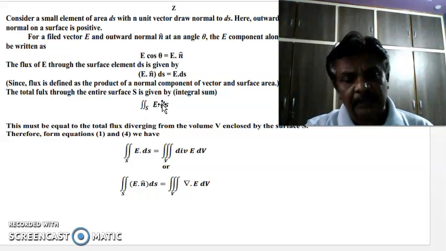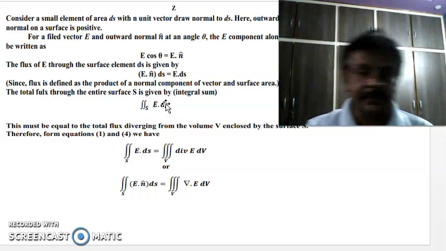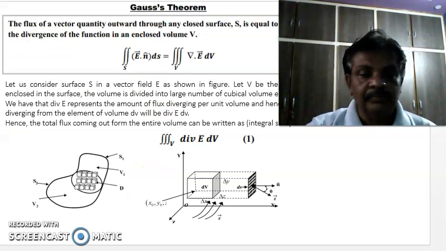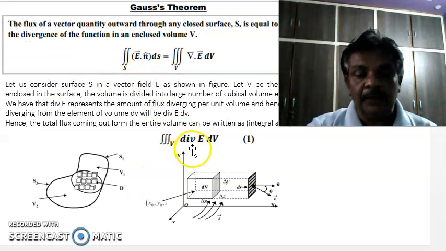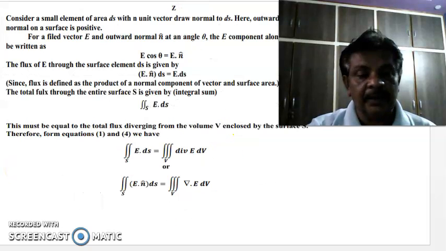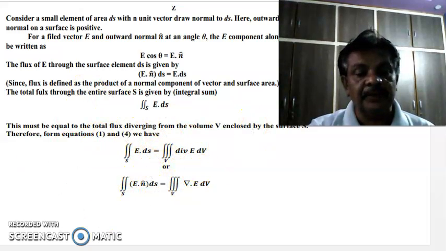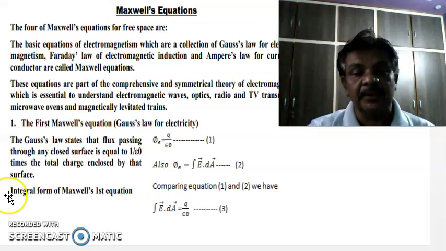Previously you have calculated flux diverge from the closed surface S from the volume component as volume integral del dot E bar into dV. And now these two equations are equal because they represent the flux diverge from the surface and the flux diverge from the volume. These two are equal. Hence, this is the verification of the Gauss divergence theorem.